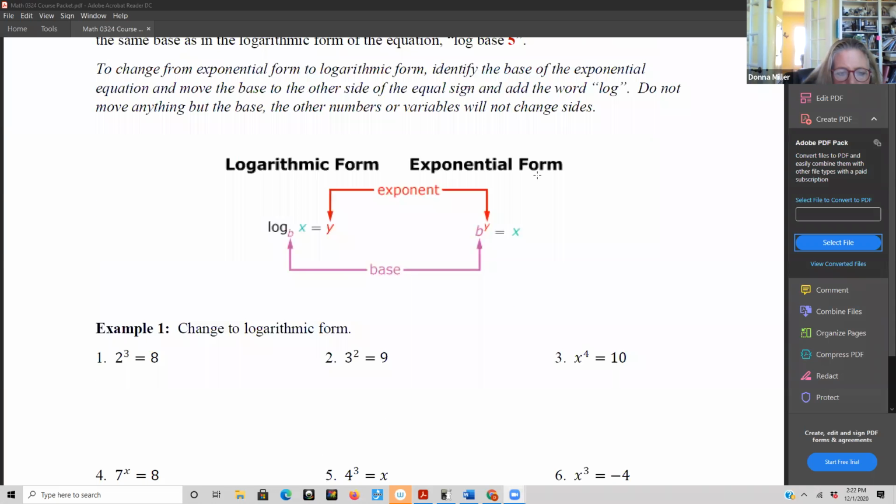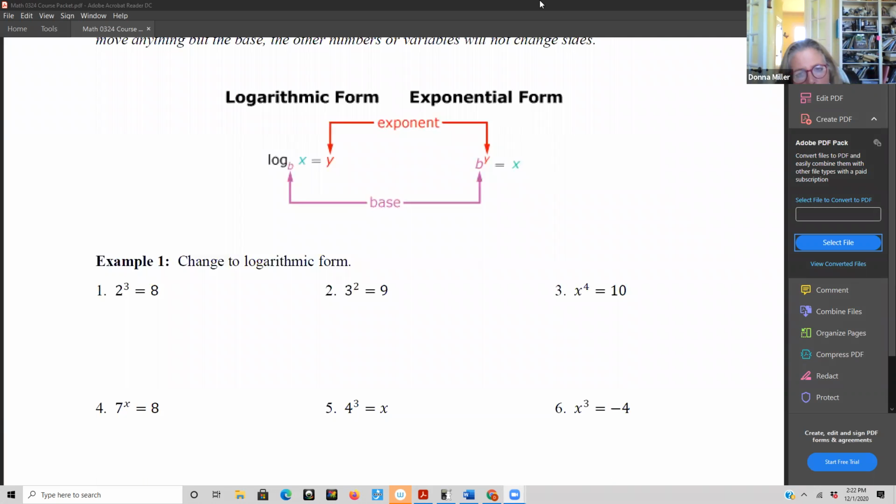If I want to write something in exponential form, let's do a few of these. I'm changing a base and an exponent to a log, so I keep the base. The base goes downstairs, and I switch these guys. So log base 2 of 8 equals 3. Keep the base, switch x and y. The next one, what's the base? The base is 3. Switch x and y. Log base 3 of 9 equals 2. Keep the base, switch x and y.